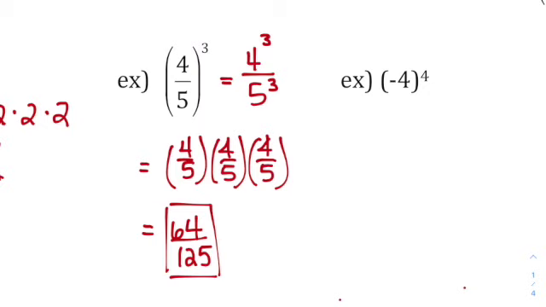Now, if you want to do this in the calculator, you can definitely do that. And you can do it in 2 ways. You can do parenthesis 4 over 5 parenthesis to the third power, or you can do 4 to the third power, which is 4 times 4 times 4, and press enter, or 5 times 5 times 5, press enter, and you'll have a number on top and bottom.